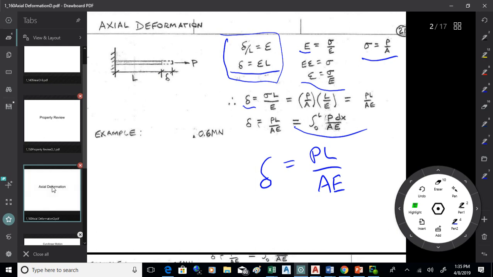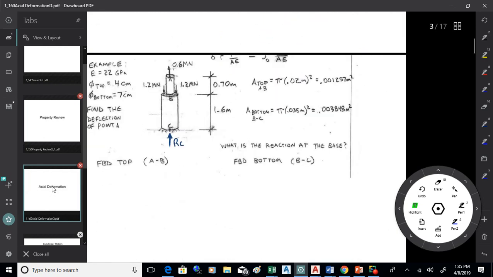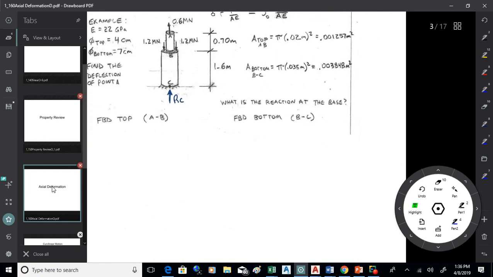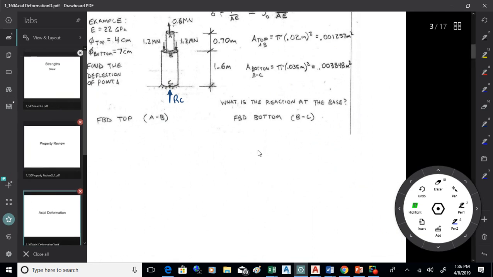All right, so the main formula there is delta equals PL over AE. Now we can combine some things we've been working on here. Let's say we've got this pier, some sort of post, and we've got different loads we're applying, which I'm showing there at A and B. Let's figure out how much point A would move with respect to the base down there at C, all right?